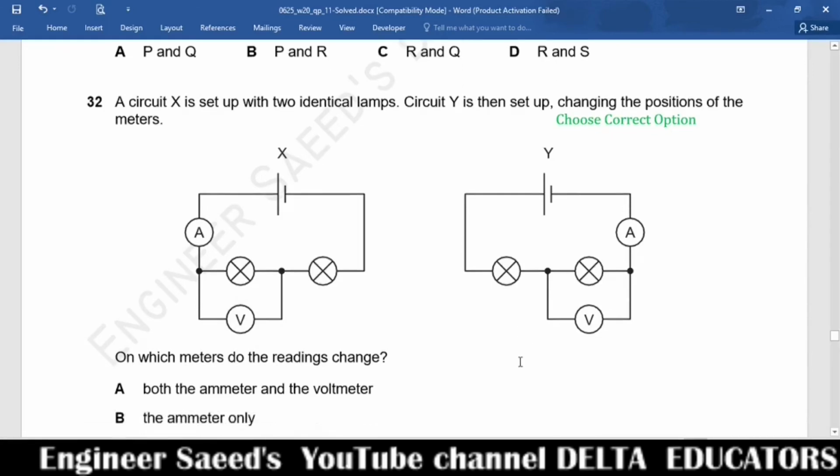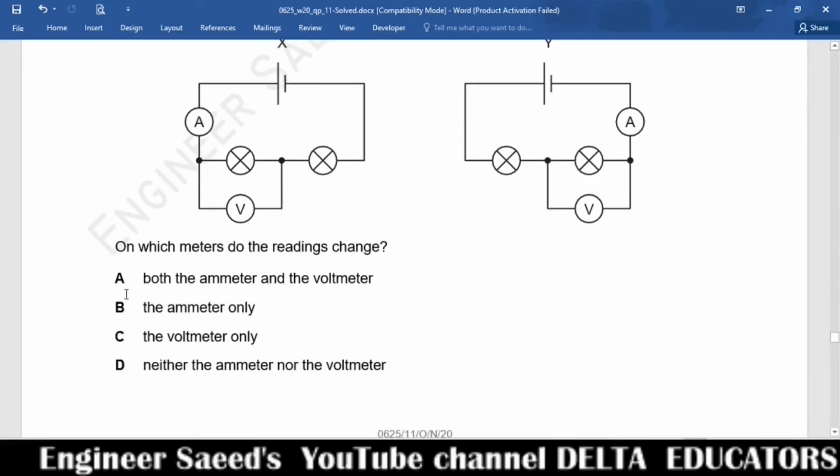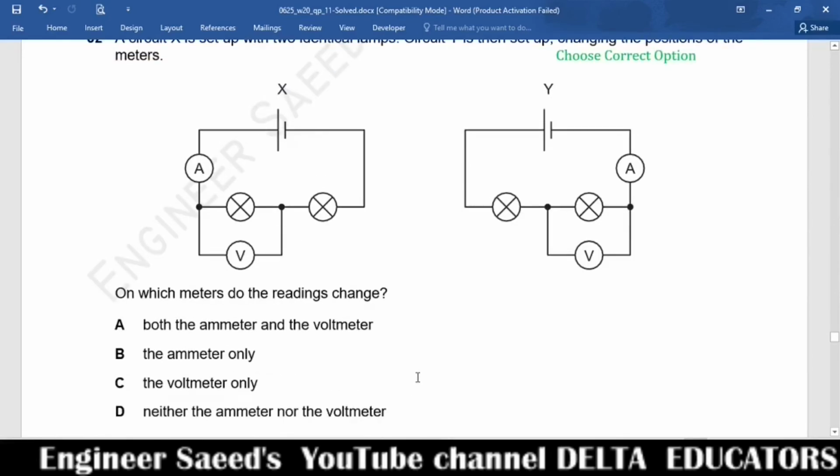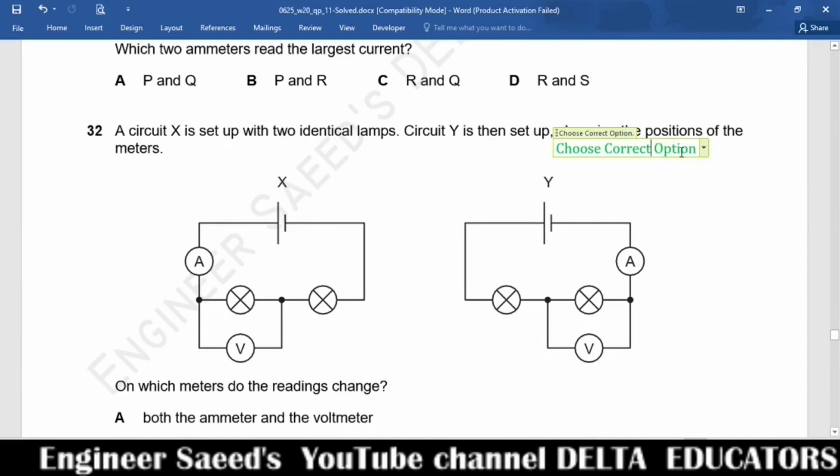Now we check the options. In option A, both the ammeters and the voltmeter. B, the ammeter only. C, the voltmeter only. D, neither the ammeter nor the voltmeter. Here our correct option is option D. There is neither a change in the ammeter reading nor in the voltmeter reading.